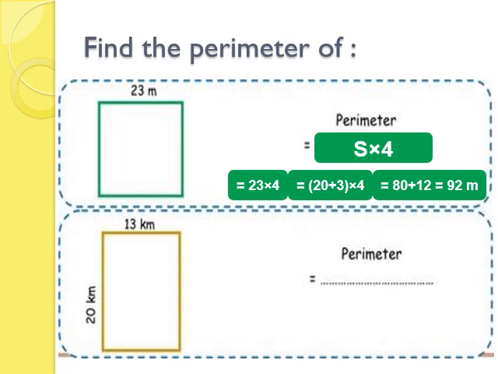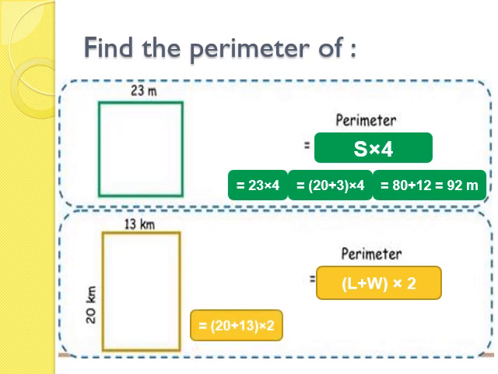This is another example. It's a rectangle. Excellent. Rectangle. What's the rule of a rectangle? Length plus width by 2. Don't forget, length plus width by 2. Length here is 20 and width equals 13. So 20 plus 13 by 2.